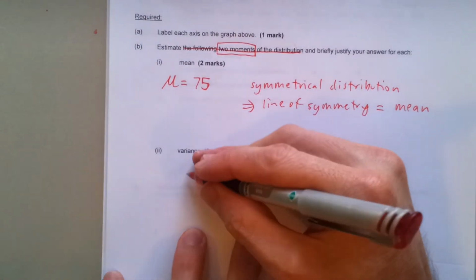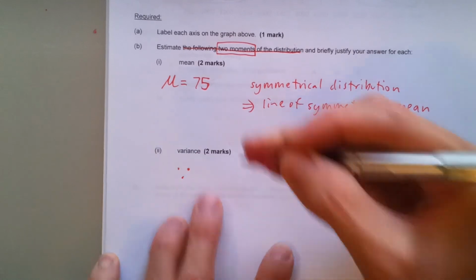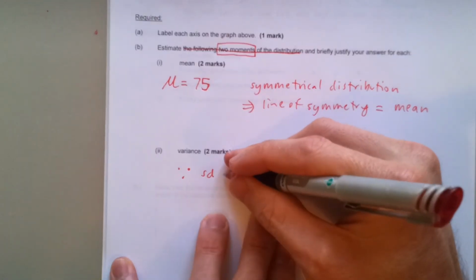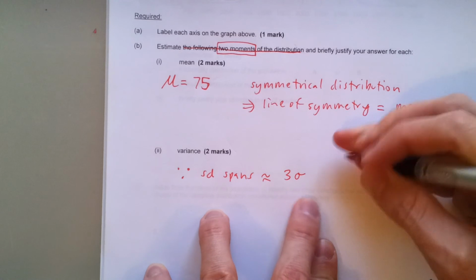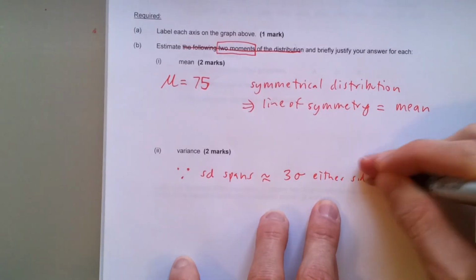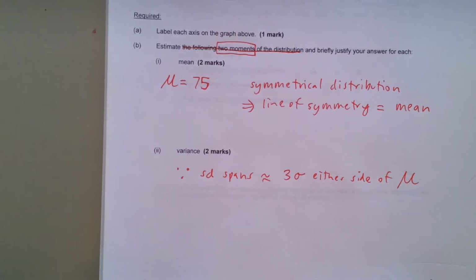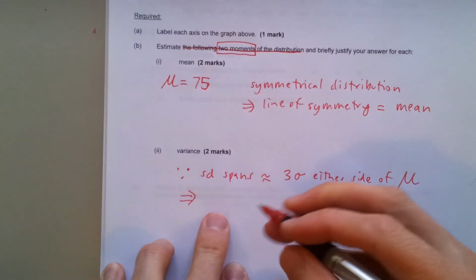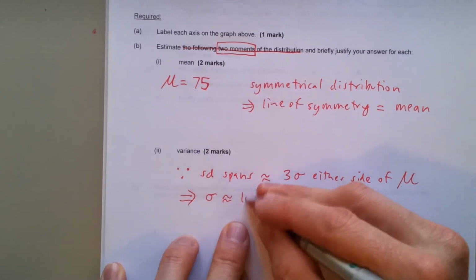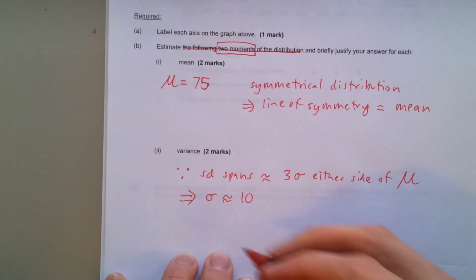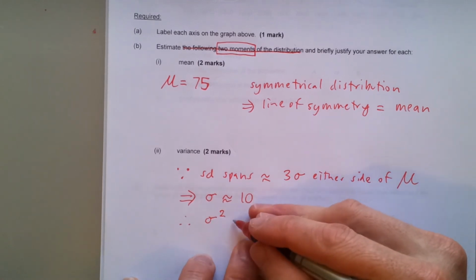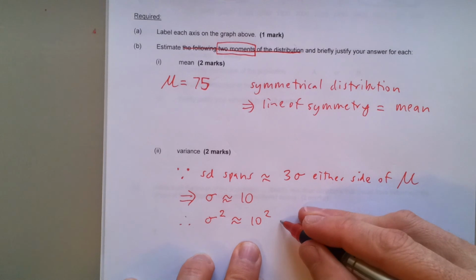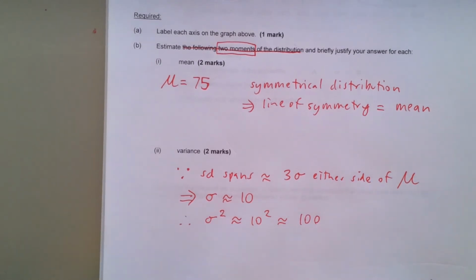So down here with the variance, I would say something like, because the normal distribution spans roughly 3 standard deviations either side of its mean, it looks like the standard deviation here is approximately equal to 10, and we then want to find the variance, which is the square of the standard deviation, so it will be approximately equal to 10 squared, which is 100. Job done.